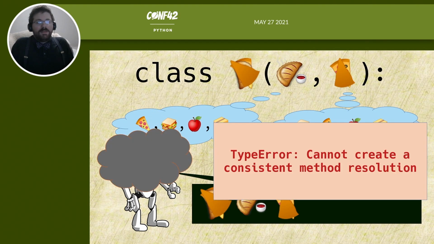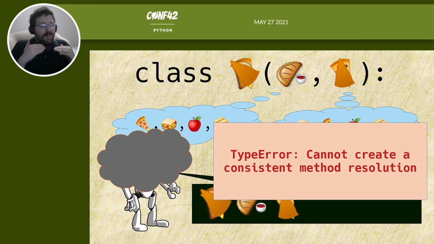And at this point, C3 MRO just blows up and we get type error, cannot create a consistent method resolution. And this is why multiple inheritance scares everybody. But there's thankfully a fairly simple solution in this case.